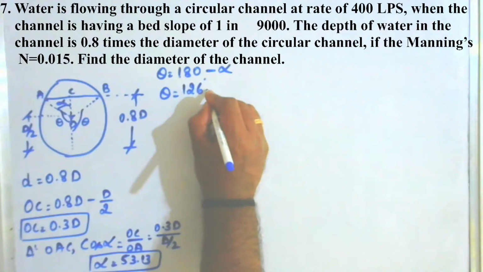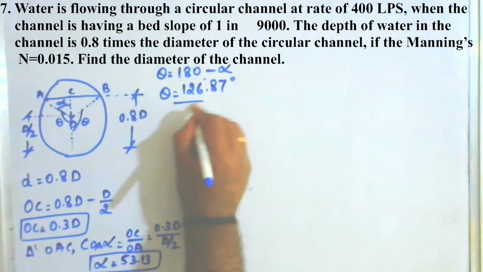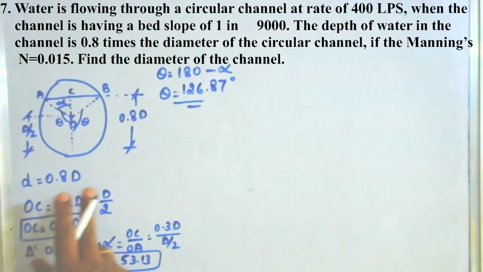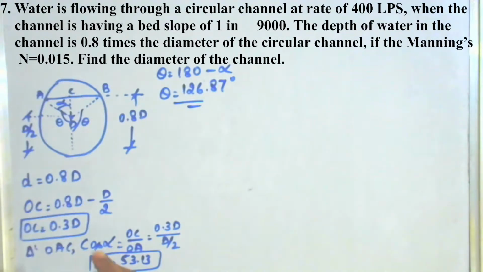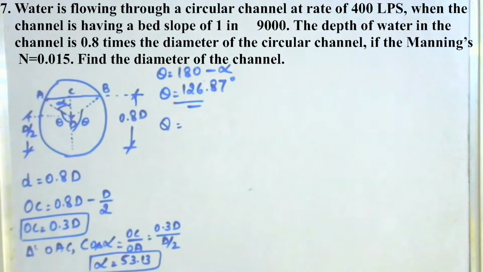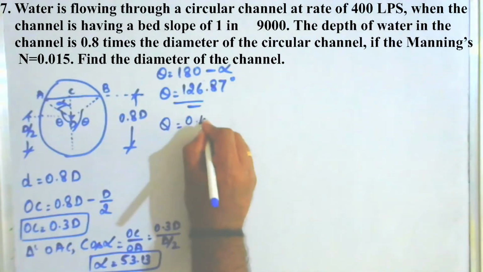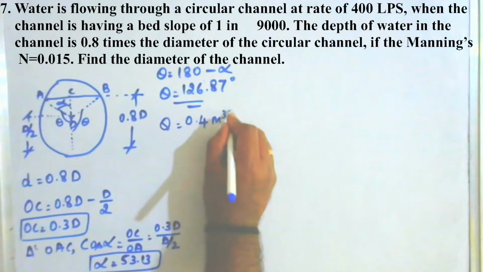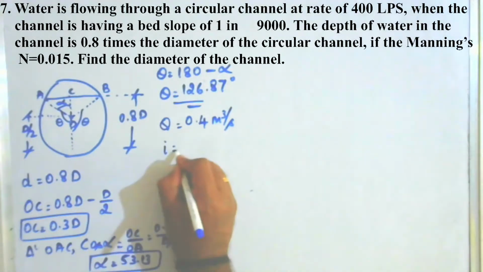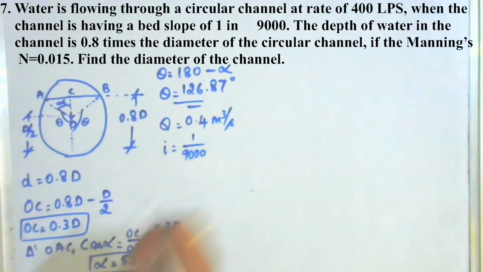Theta works out to be 126.87 degrees. So the theta value you already know. The depth of flow is 0.8 times D. Then the discharge is given as 400 liters per second. Therefore Q, converting liters into meter cube, is 400 divided by 1000, which becomes 0.4 meter cube per second. Then the slope is given as 1 by 9000, that is I is equal to 1 by 9000.